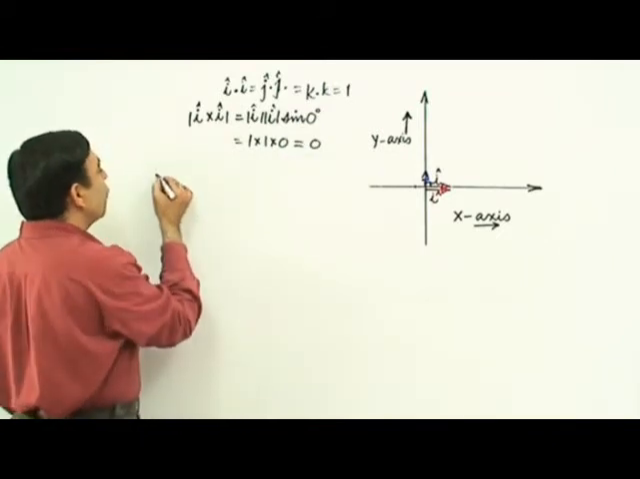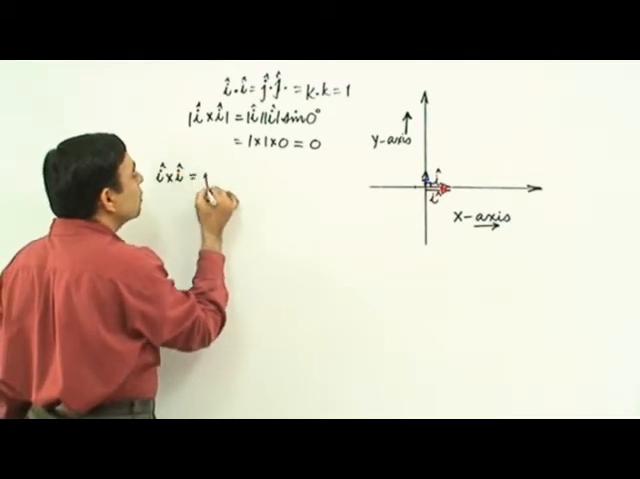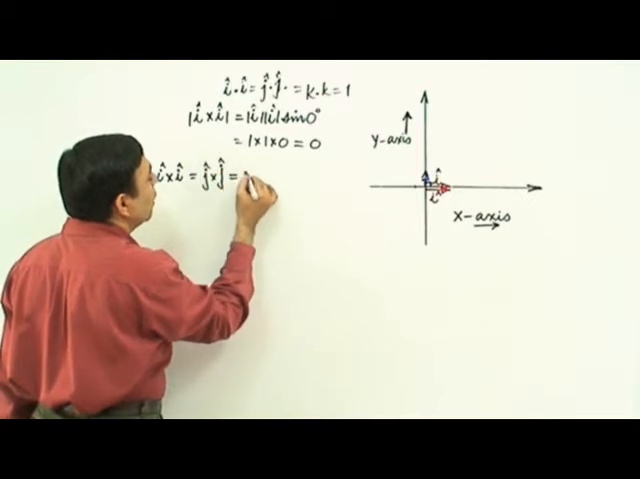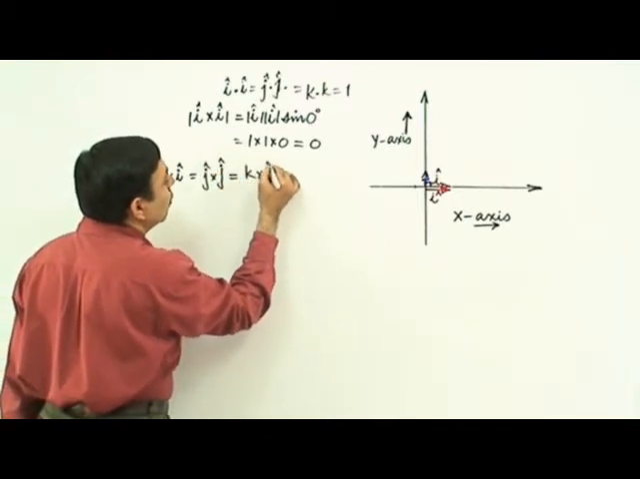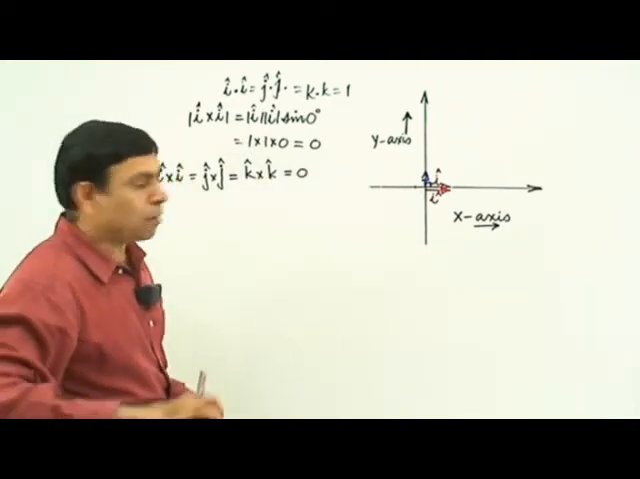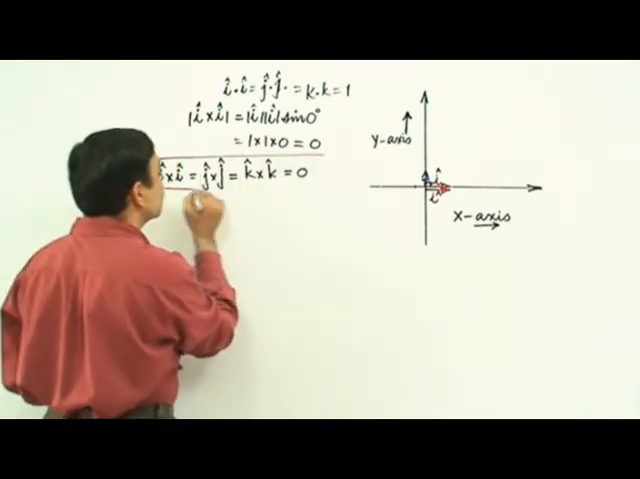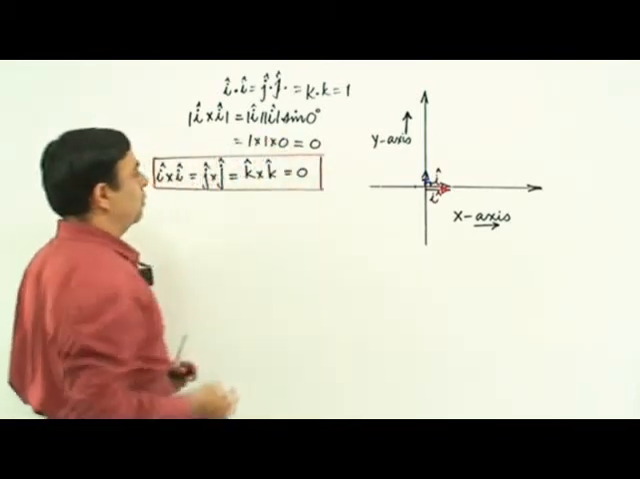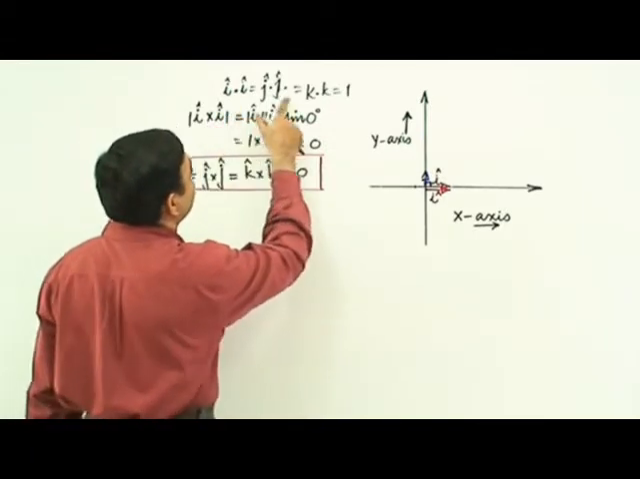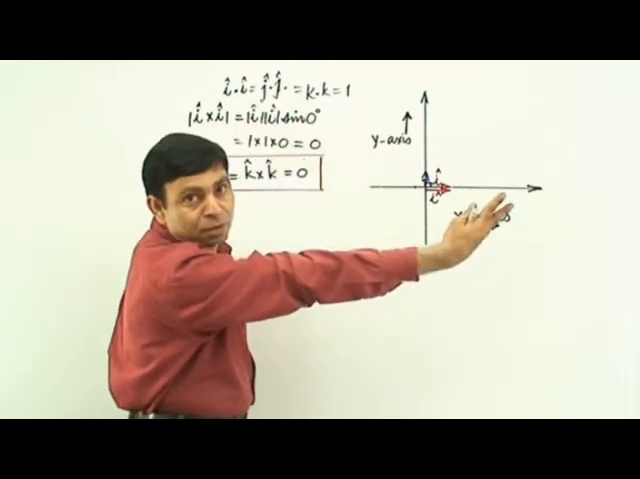That means we now know i cross i is a null vector, j cross j will also be a null vector, and k cross k will also be a null vector, okay. So i cross i equal to j cross j equal to k cross k is 0. So these are null vectors, fine. That means when you are computing the dot product between unit vectors i, j, k, only i i, j j, k k are 1 and the other 6 terms were 0.